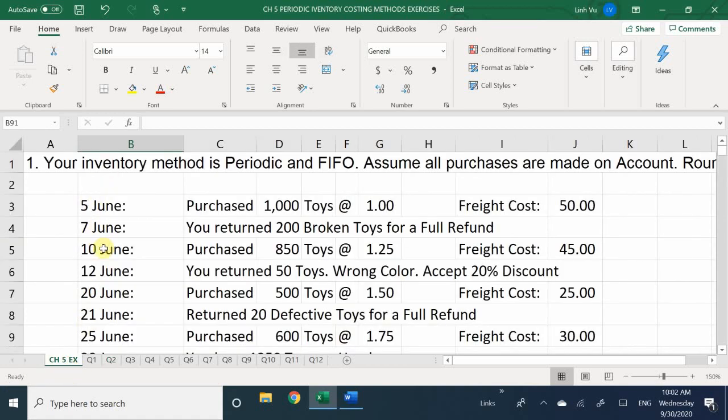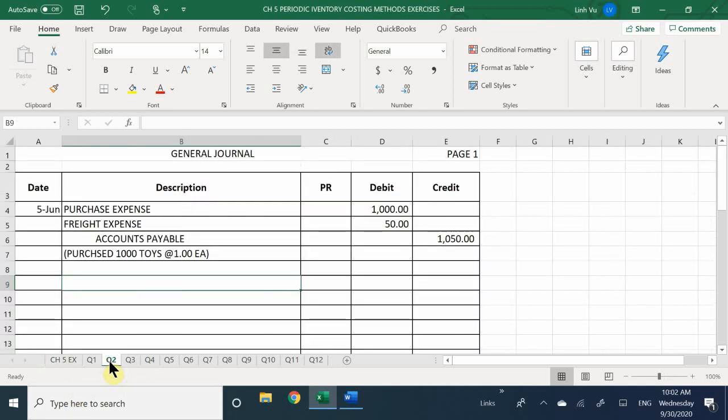So what happened on June 7? You returned 200 broken toys for a full refund. Because it says right here that I have returned 200 broken items for a full refund, first, what is our journal going to look like? On June 7, we are returning for a full refund. Well, first, how do we pay for our items? We pay them on accounts payable. So with a full refund in mind, that means we are going to lower the amount that we actually owe.